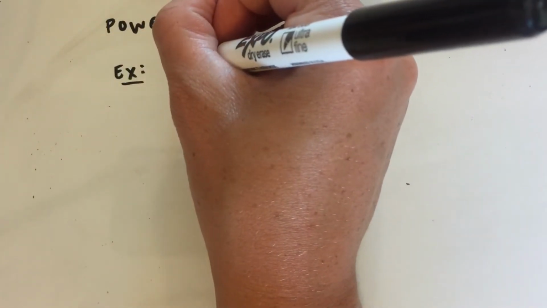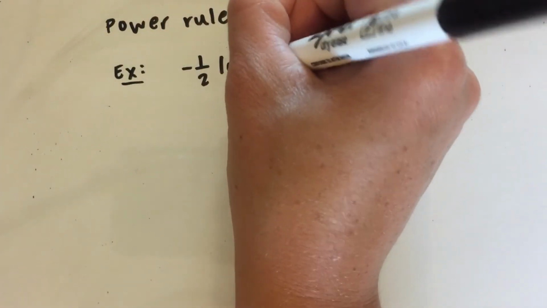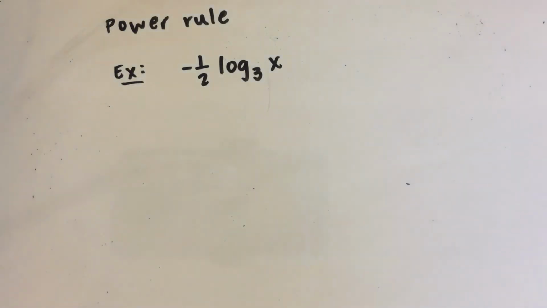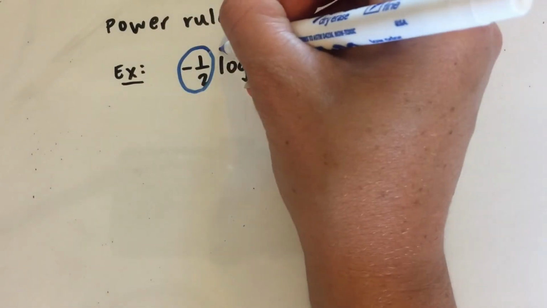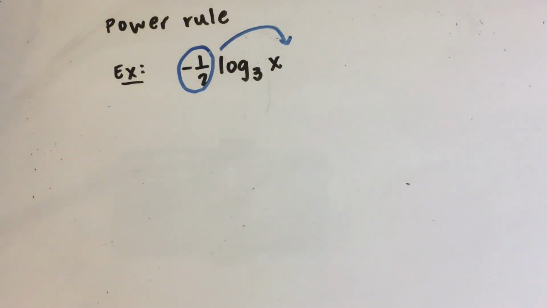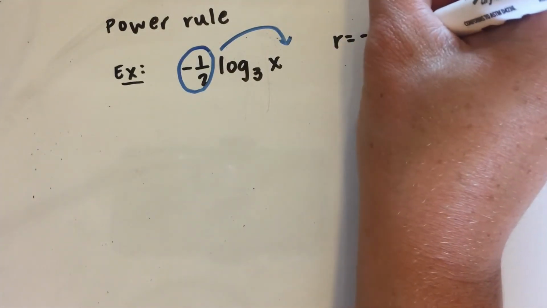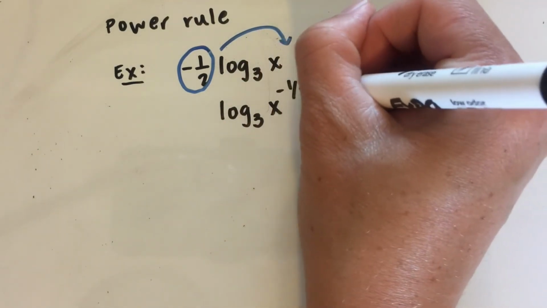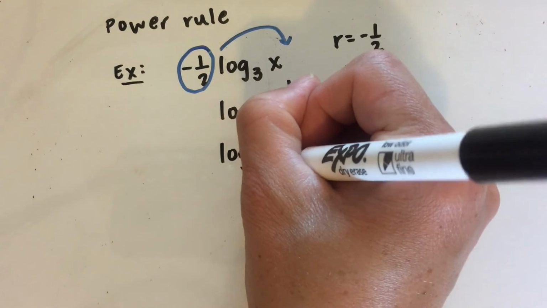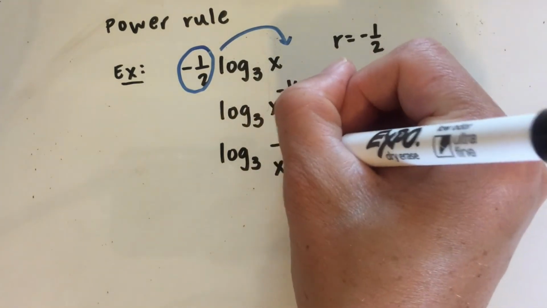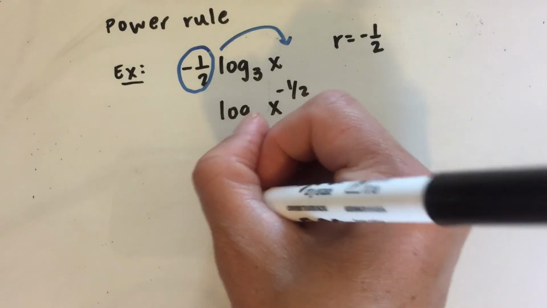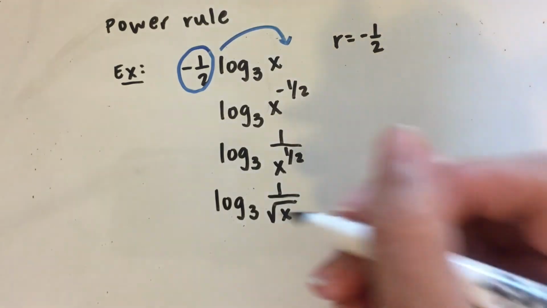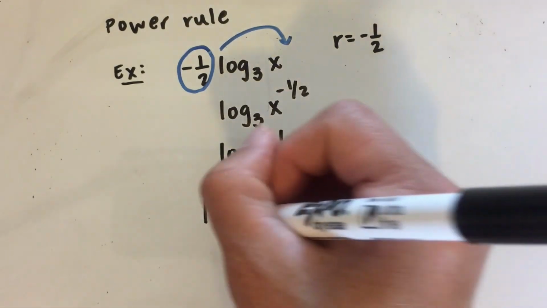And now for the power rule of logs, we have -1/2 log base 3 of x, and we want to write it as a logarithm to a power. So our r is -1/2, that's what's being multiplied in the front. So we can bring that number to the power of x. And so we get log base 3 of 1 divided by x to the 1/2, since it's a negative power. And that's the same as log base 3 of 1 divided by the square root of x.